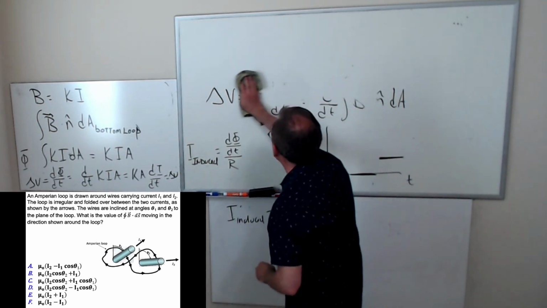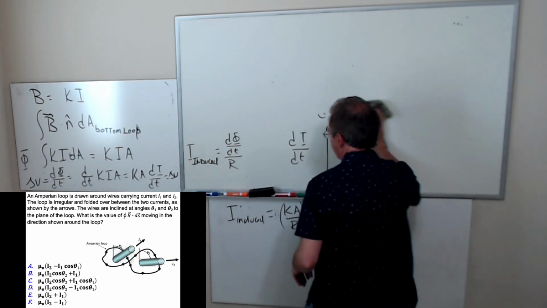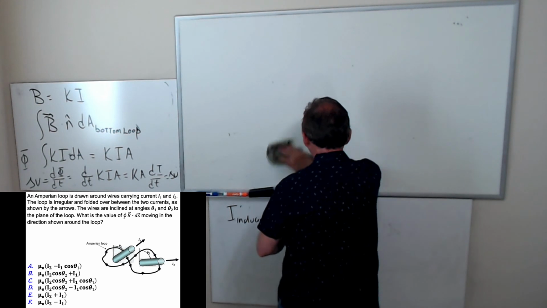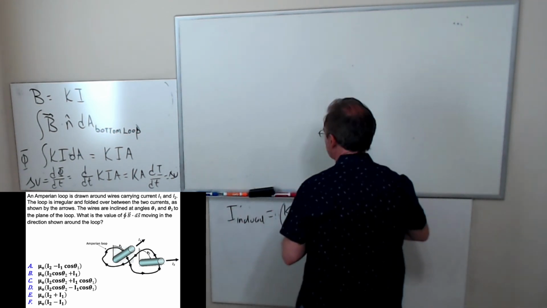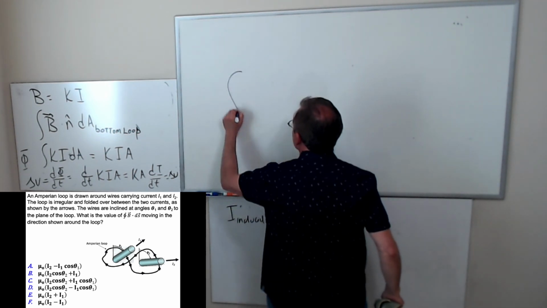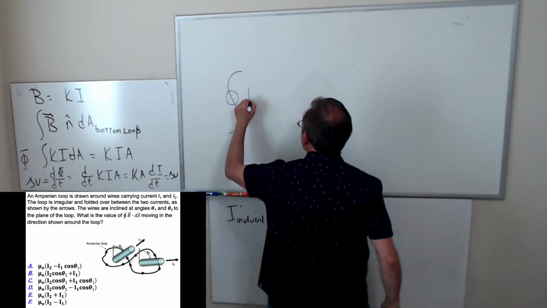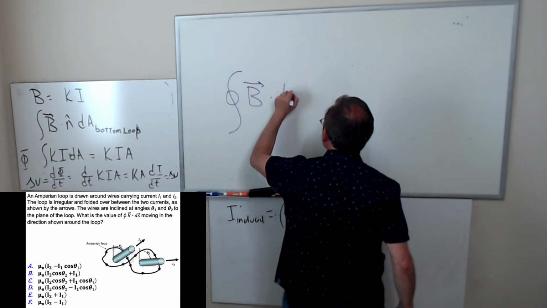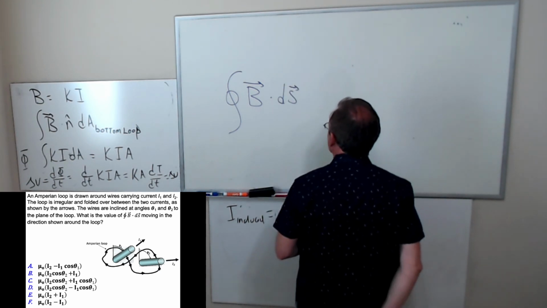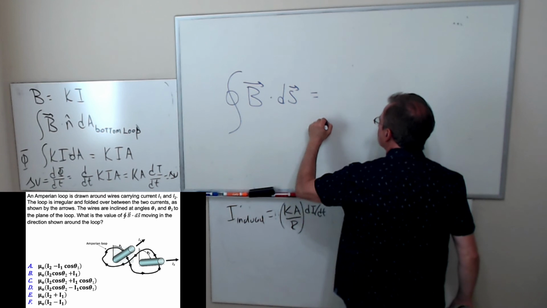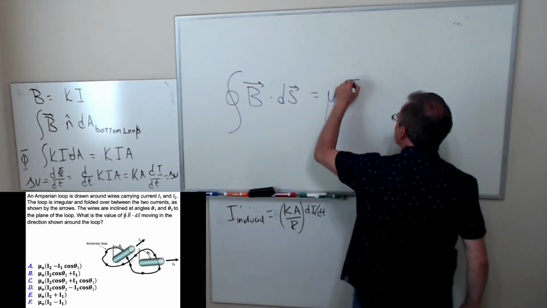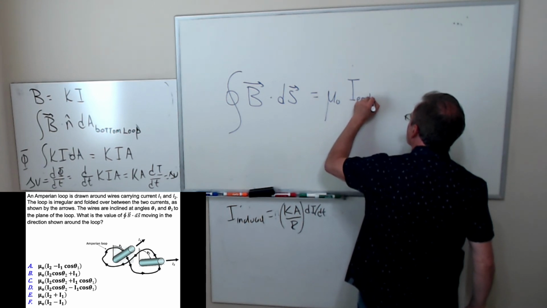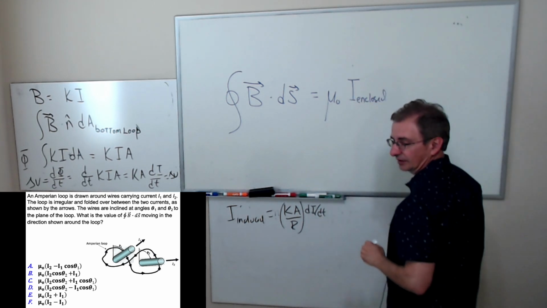Let's write down Ampere's law. Ampere's law says that if we integrate the magnetic field around a closed loop, and you can use the L or S there, it is equal to mu naught times I enclosed. Okay.